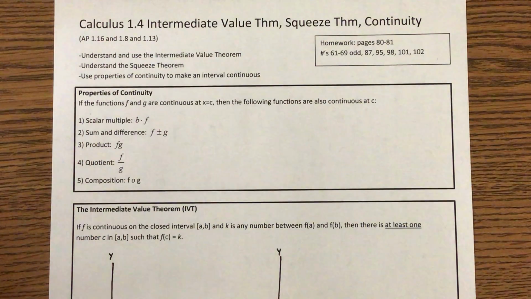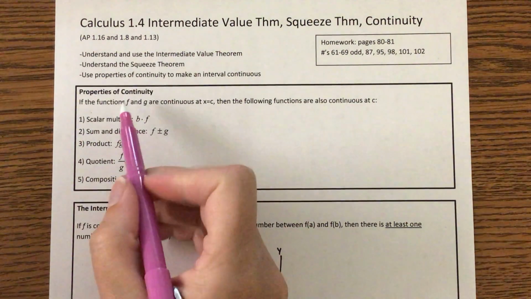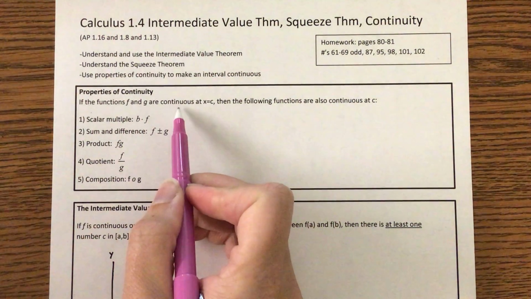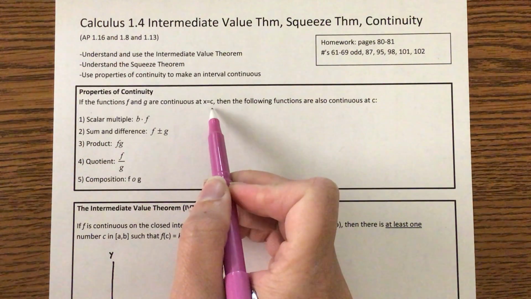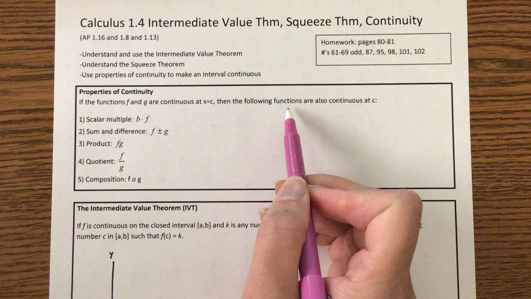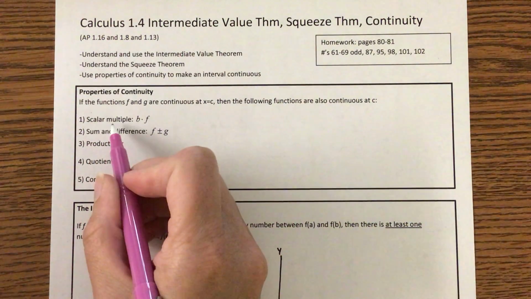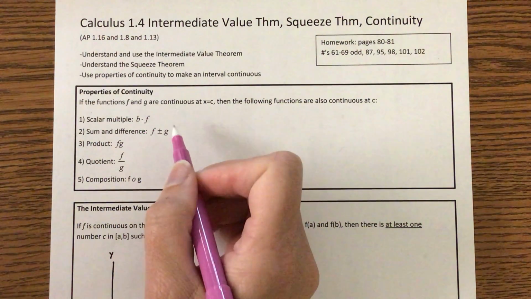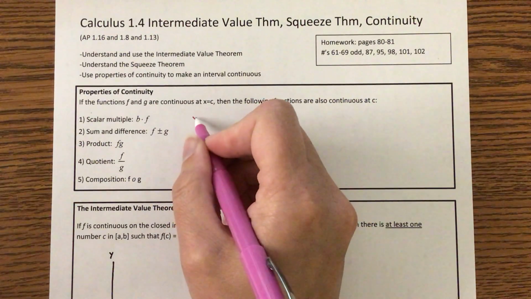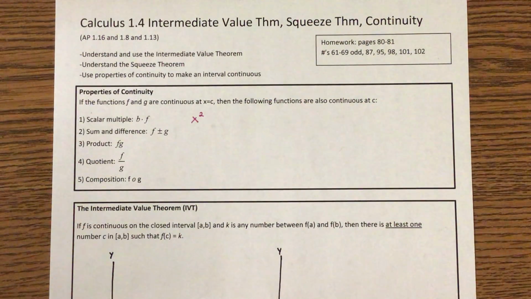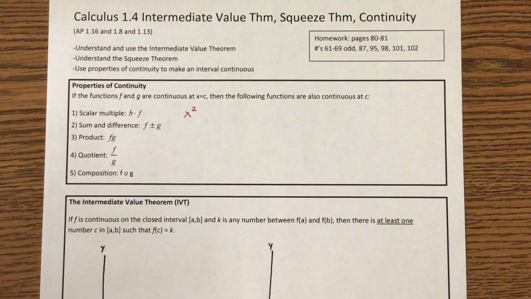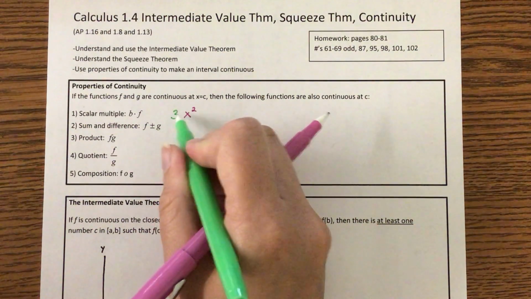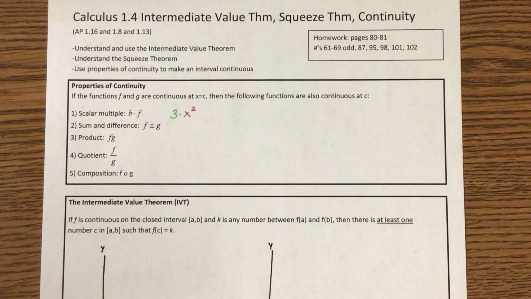So first off, some properties of continuity. So what are these properties? If we know that the functions f of x and g of x are continuous at a point, like x equals c, then we also know that these functions are continuous at c. So we can do a scalar multiple. A scalar is just multiplying by some constant number, so it's like a coefficient. So if we know that x squared is continuous, which it's continuous everywhere, it's a parabola, you never have to pick up your pencil to draw it, then you could just toss a number in front of it, like a 3. 3x squared will also be continuous.